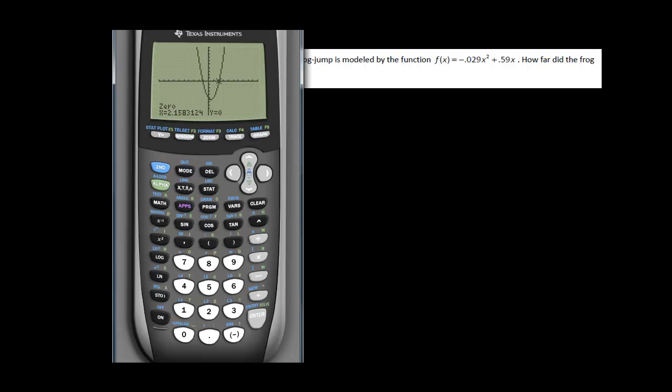Number 4. Suppose a frog jump is modeled by this equation. Let's move this over here so we can graph it. How far did the frog jump? So let's get our calculator out. Let's clear out this equation. Let's enter this one into here. -0.029x squared plus 0.59x. Hit graph.